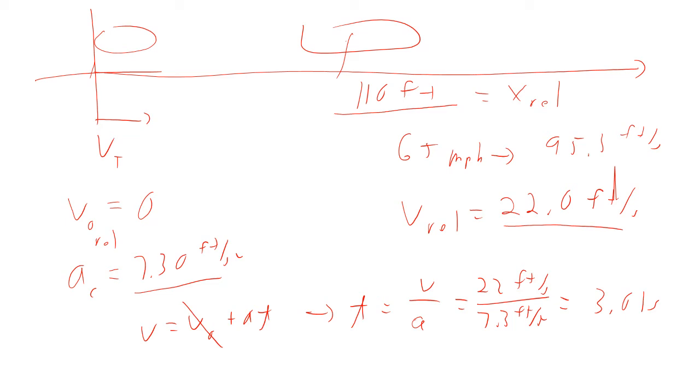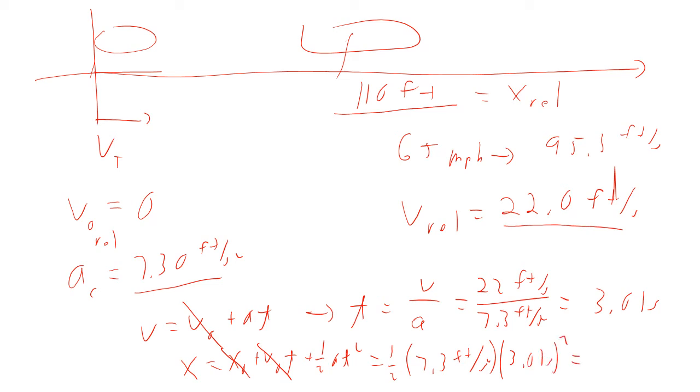Okay, so how far did the car go relative to the truck in that 3 seconds? So x naught plus v naught t plus 1/2 a t squared. x naught is 0, v naught is 0, so that's just 1/2 times 7.3 feet per second squared times 3.01 seconds squared, and that comes out to be 33 feet.